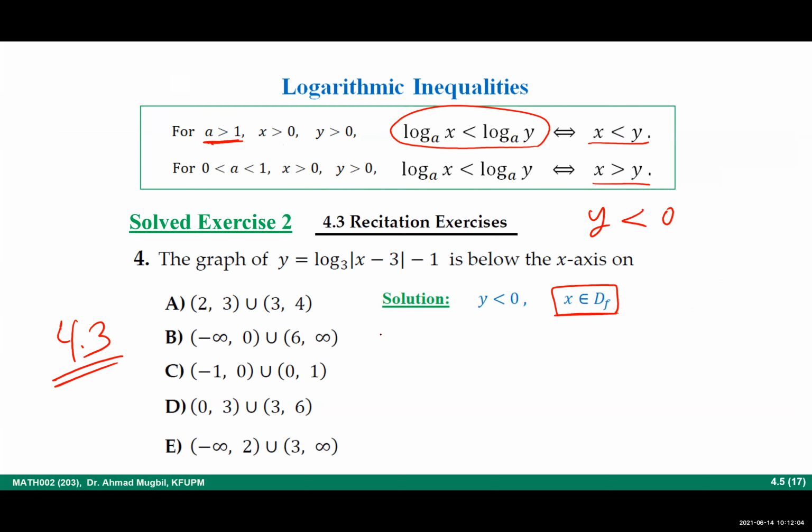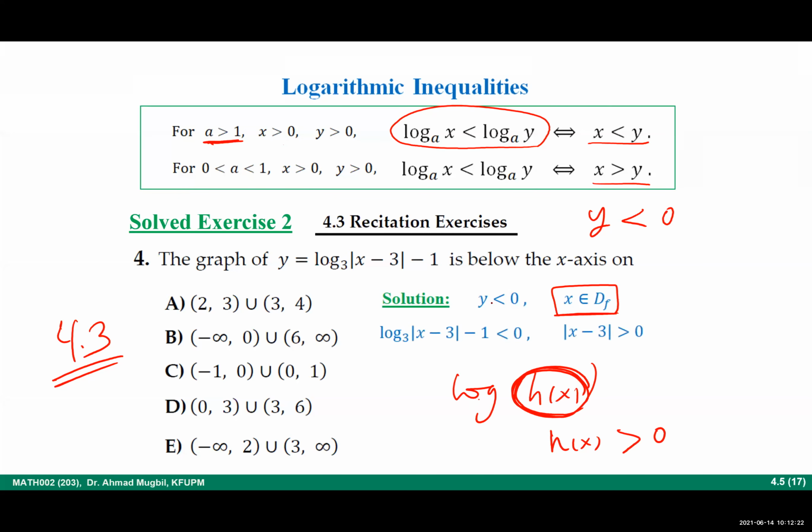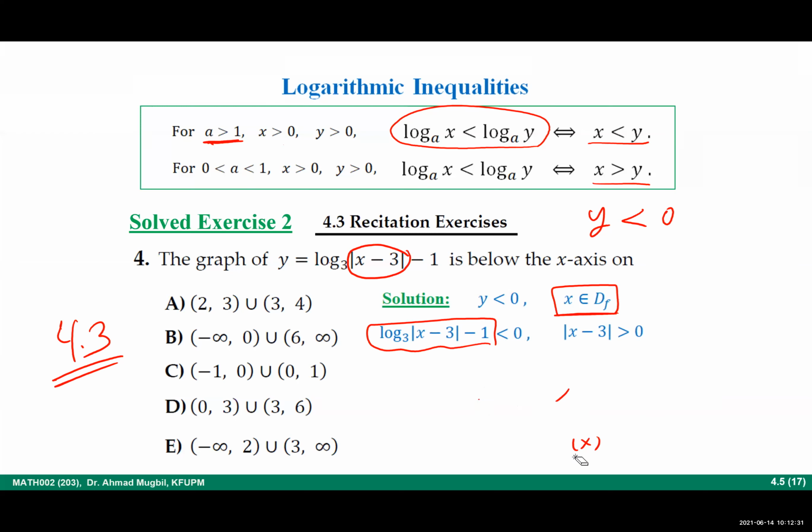So the question is, what is the domain of this function? We have a logarithmic function. What is the domain of logarithmic functions? When you have a logarithmic function, the domain is all the values of x for which the argument is greater than 0. So here we are. This is y. And the domain is what is inside log here? The absolute value of x minus 3 greater than 0. What is the solution of this inequality? Who can tell me? What are the values of x that make this inequality true?